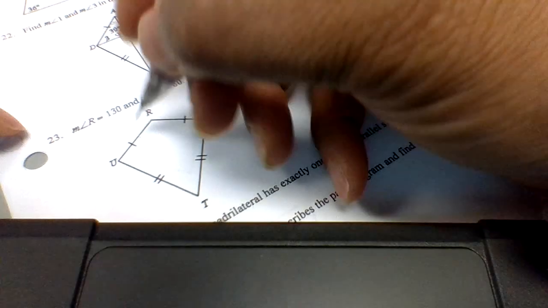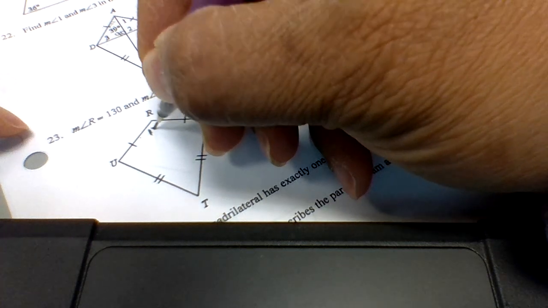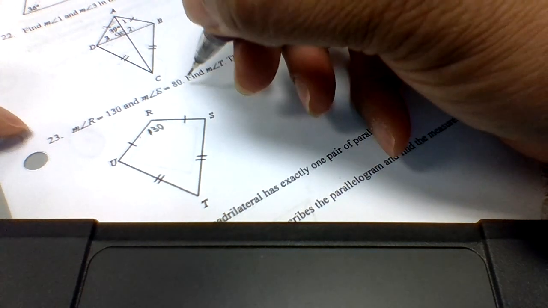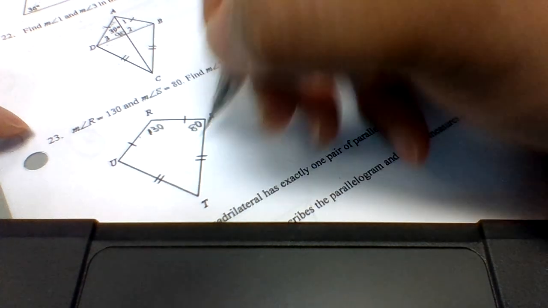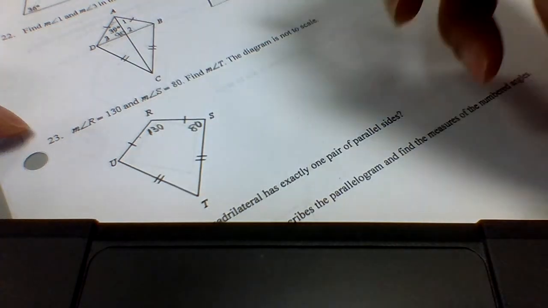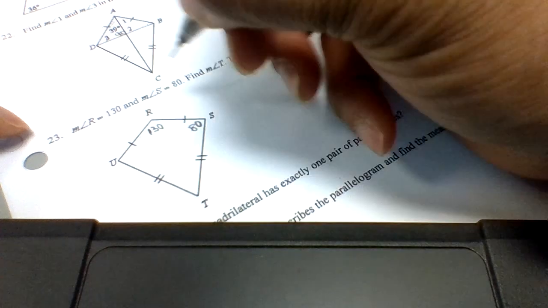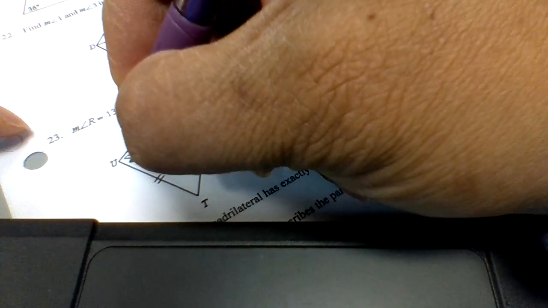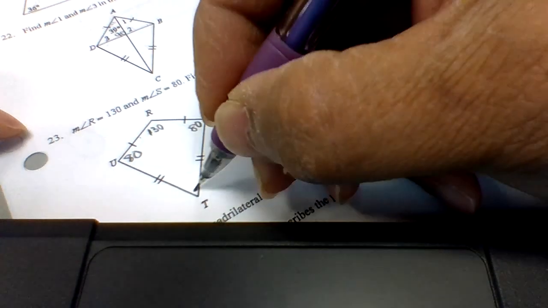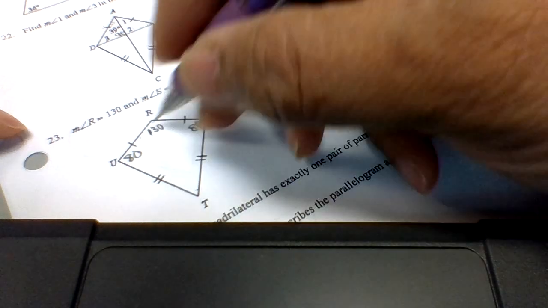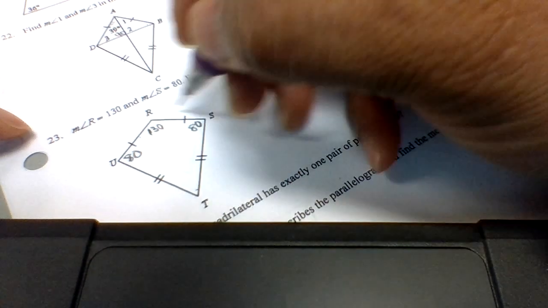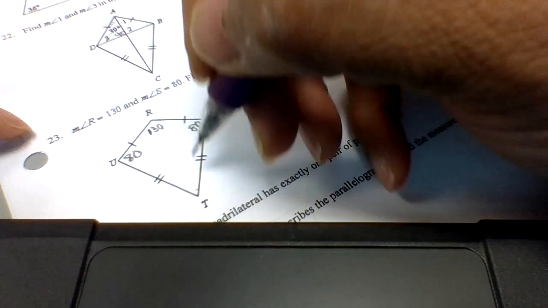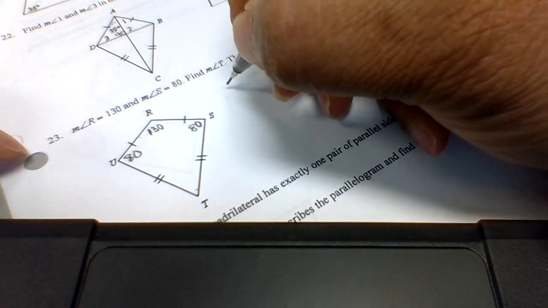Next one, angle R is 130. Angle S is 80. Again, put your numbers on your picture, it helps. So if S is 80, then U is 80. So I got to find angle T. So I know these three. I'm missing this one. This is a four-sided figure. So that means all the angles inside add up to 360.